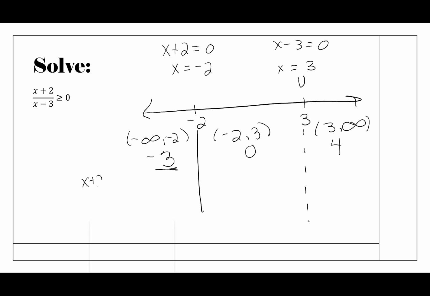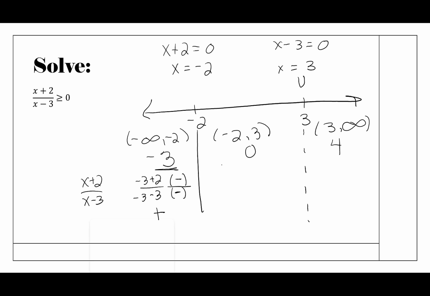So if I put that into x plus 2 over x minus 3, and I will do it the long way this time. So negative 3 plus 2 over negative 3 minus 3. Negative 3 plus 2 is negative. Negative 3 minus 3 is also negative. A negative over a negative is a positive. So I know anything in this interval, negative infinity to negative 2, will be a positive number.